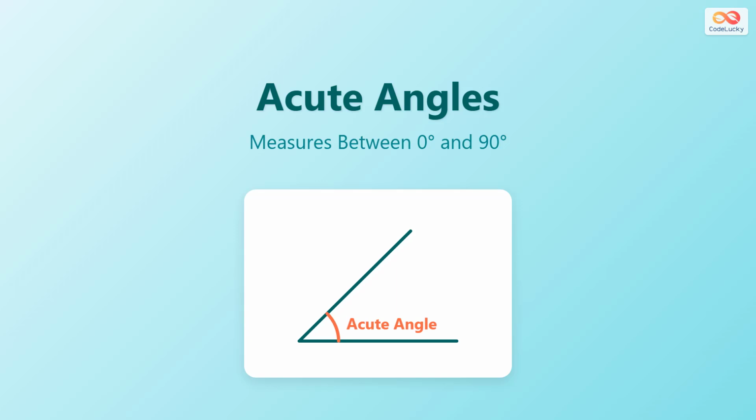Welcome to our lesson on geometry. Today, we are exploring acute angles. Specifically, we will learn about angles that measure between 0 degrees and 90 degrees.